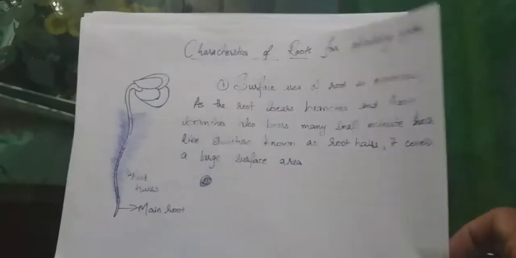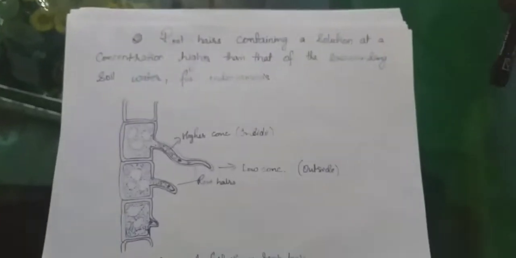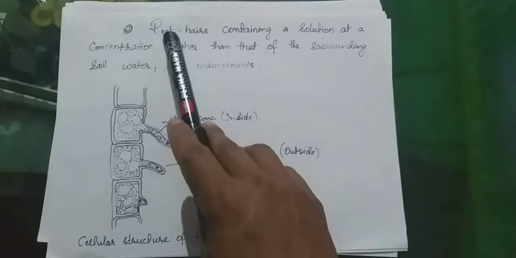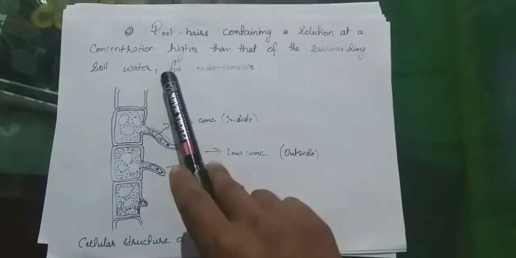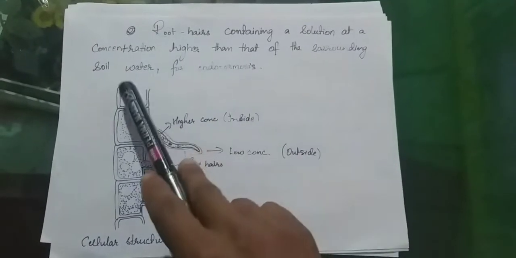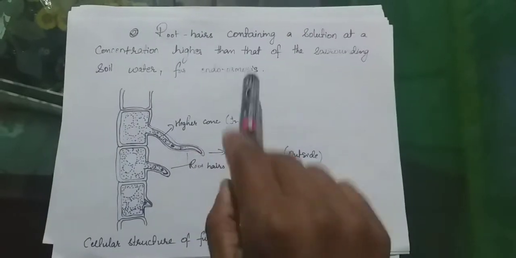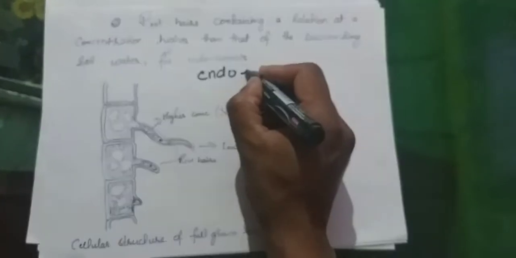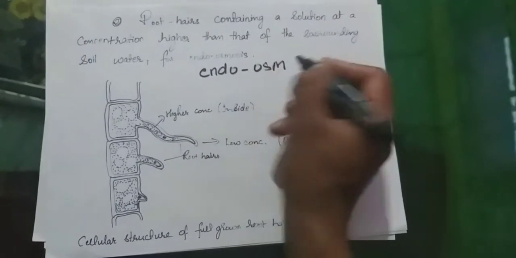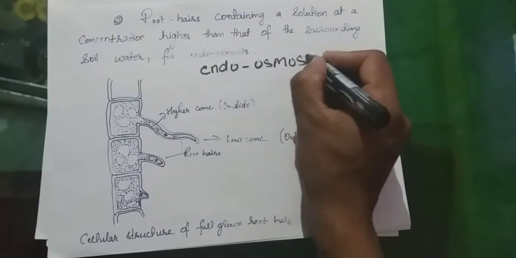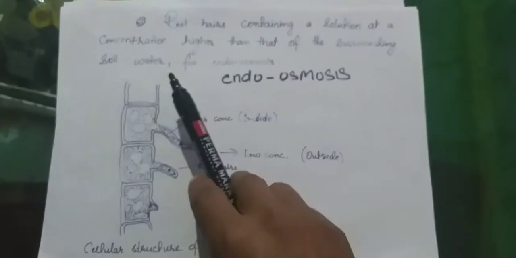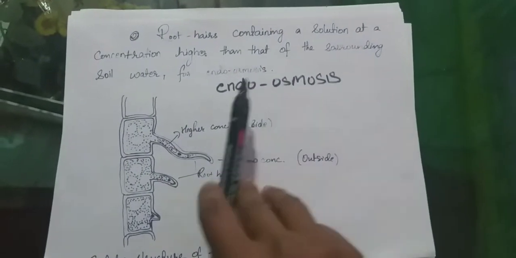Now moving on to the next characteristic feature of root, number 2: root hairs contain a solution at a concentration higher than that of the surrounding soil water, for endosmosis. Endosmosis, I might write again, endosmosis.